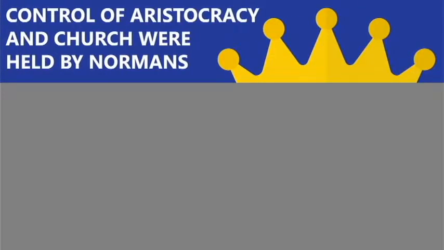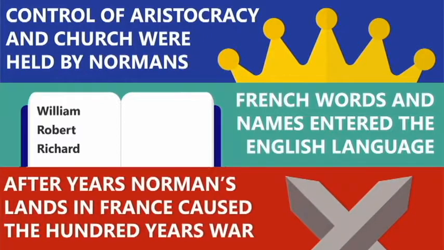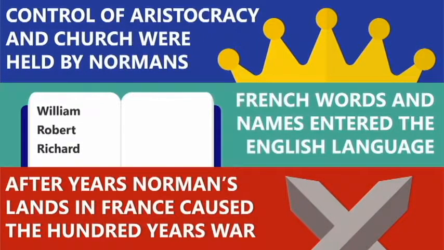That's why control of the aristocracy and church was held by the Normans. French words and names entered the English language. And after years, the Normans' lands in France caused the 100 Years' War.